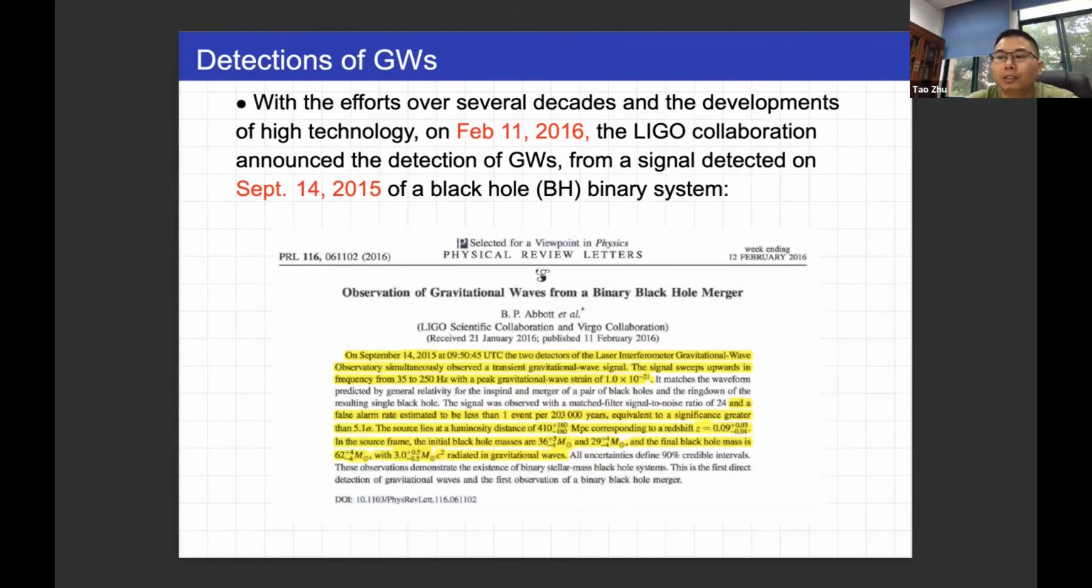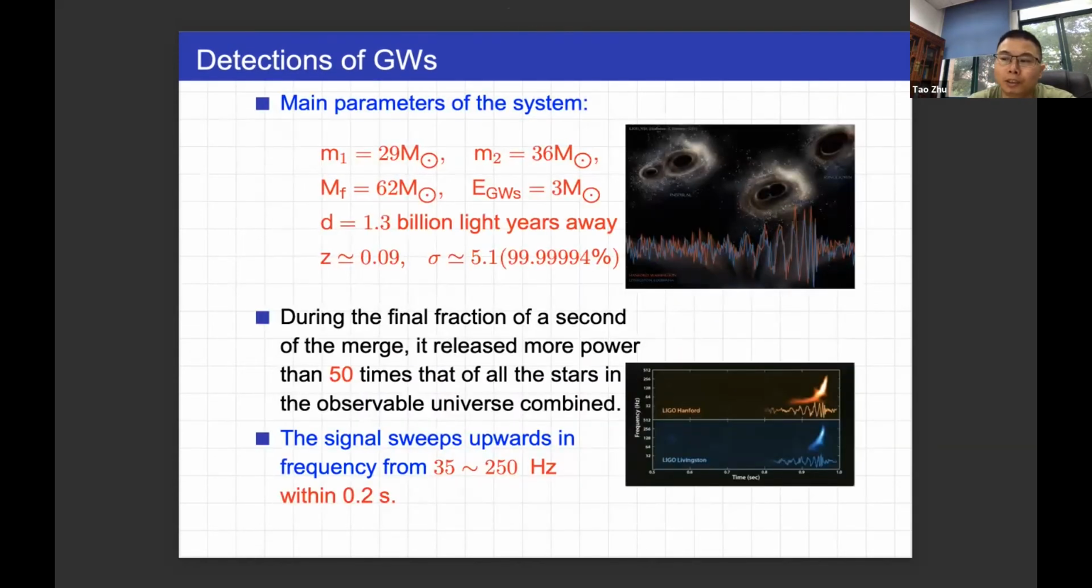With the efforts over several decades and the development of high technology, the LIGO collaboration has made the first direct observation of gravitational waves on Earth. The gravitational wave was detected on September 14, 2015, and was produced by a binary black hole merger. The signal of this event showed the binary consisted of a 36 and a 29 solar mass black hole. The mass of the final black hole after the merger was estimated to be 62 solar masses.